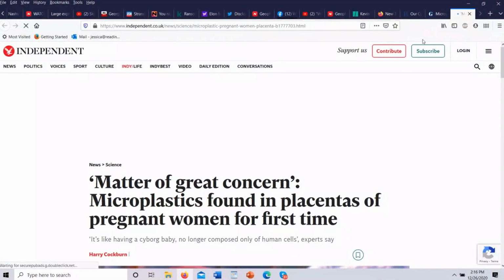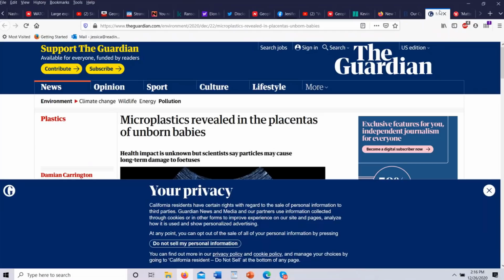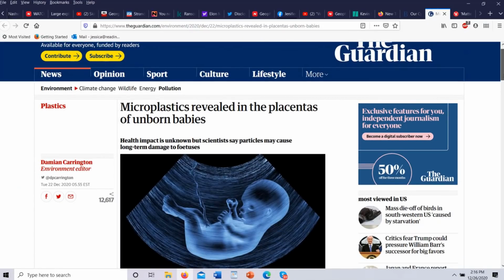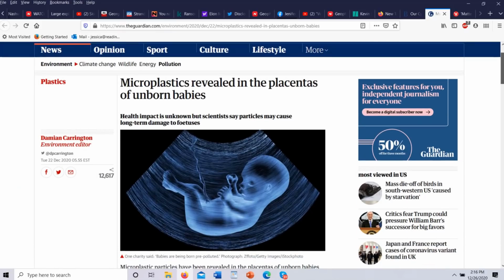Yes, look at that. This is a few days old. This is fresh. Look at that. It's fresh. Microplastics revealed in the placentas of unborn babies. Wow. Yep. This is fresh. Look at that. This is from December 22nd.